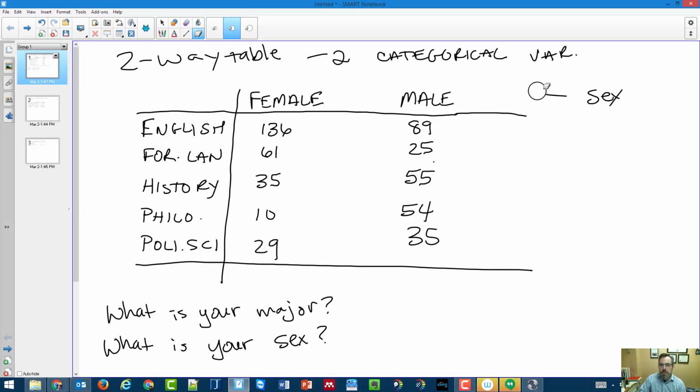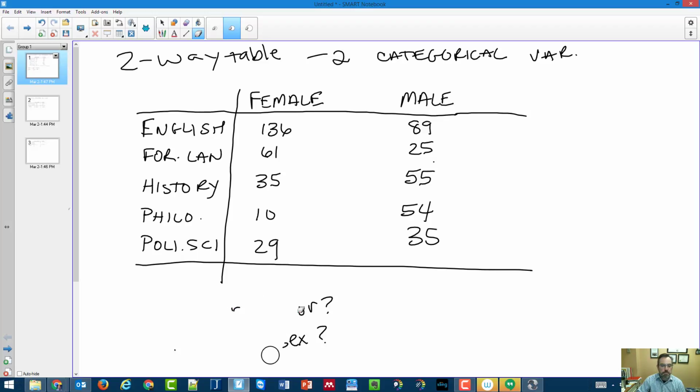Now, the part that people always struggle with is that once I've asked those questions, I do get some quantitative data from it. I have found out that in this college there's 136 female English majors and there's 89 male English majors. Foreign language, history, philosophy, political science, we have all of those things broken down similarly by asking whether you're male or female and what is your major.